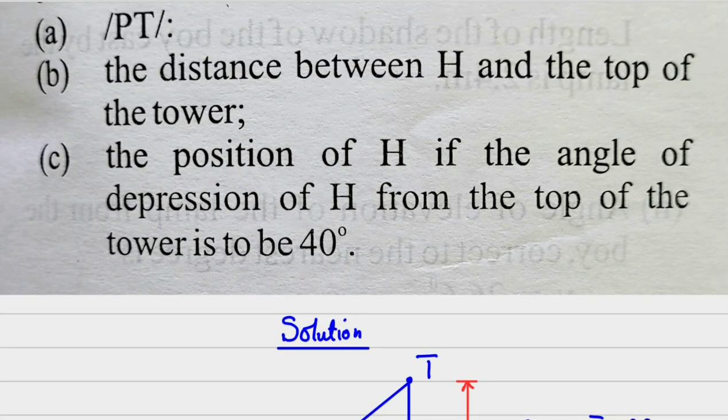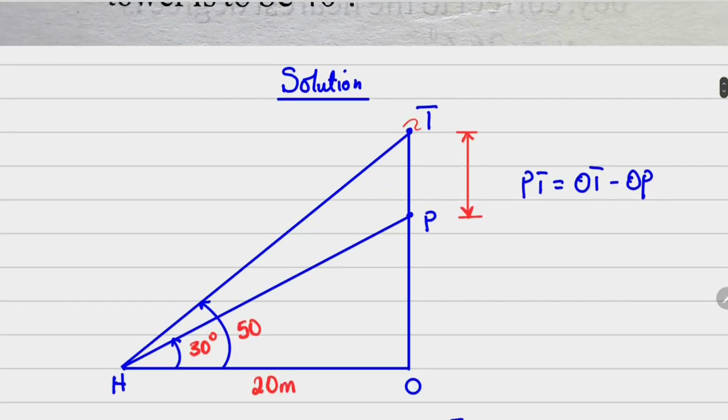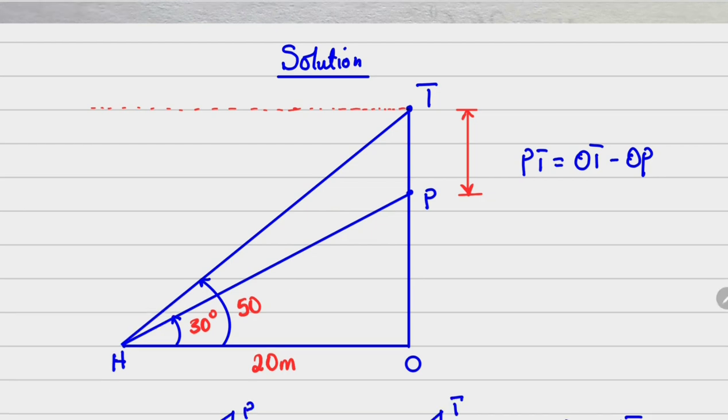Now the C part of the question says: the position of H if the angle of depression of H from the top of the tower is 40 degrees. It's a very good question. Now this is what we are talking about. From the top of the tower, this is your normal eye level. Now if you decide that you want to have the position of H shifted, because now you are talking about an angle of depression of 40 degrees from the top, let's say this is 40 degrees from the top. It means that you tilt your eyes towards 40 degrees just to look at the new point H.